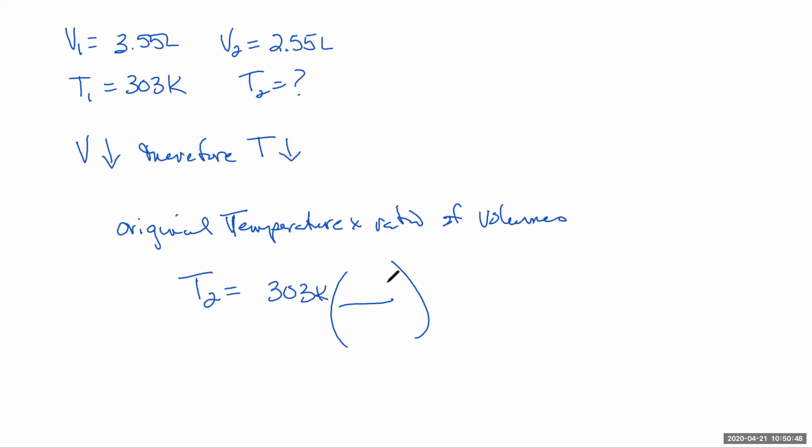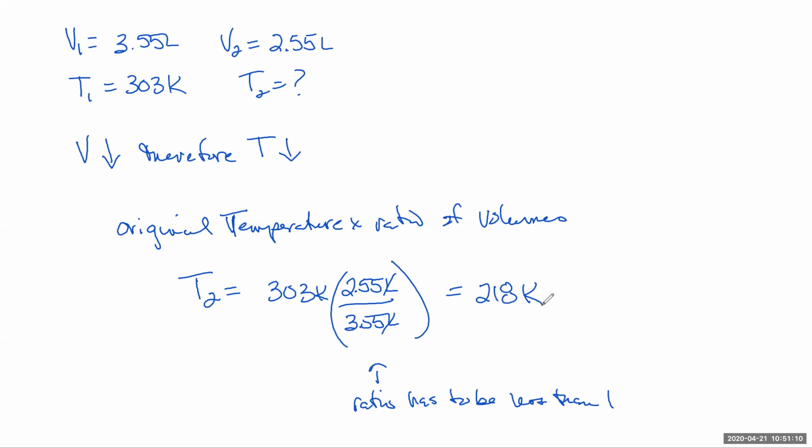So I could have said T2 has to be T1 times a ratio of the volumes. And if I know T2 has to get smaller, then this ratio has to be less than 1. And if that ratio is less than 1, it's going to be 2.55 liters over 3.55 liters, which is exactly what we had in the previous screen doing the algebra. And again, you're going to get 218 Kelvin. So if you're having trouble with the algebra, you could always backtrack and just use logic to solve it. The third gas law that we're going to talk about in this video is Boyle's law.